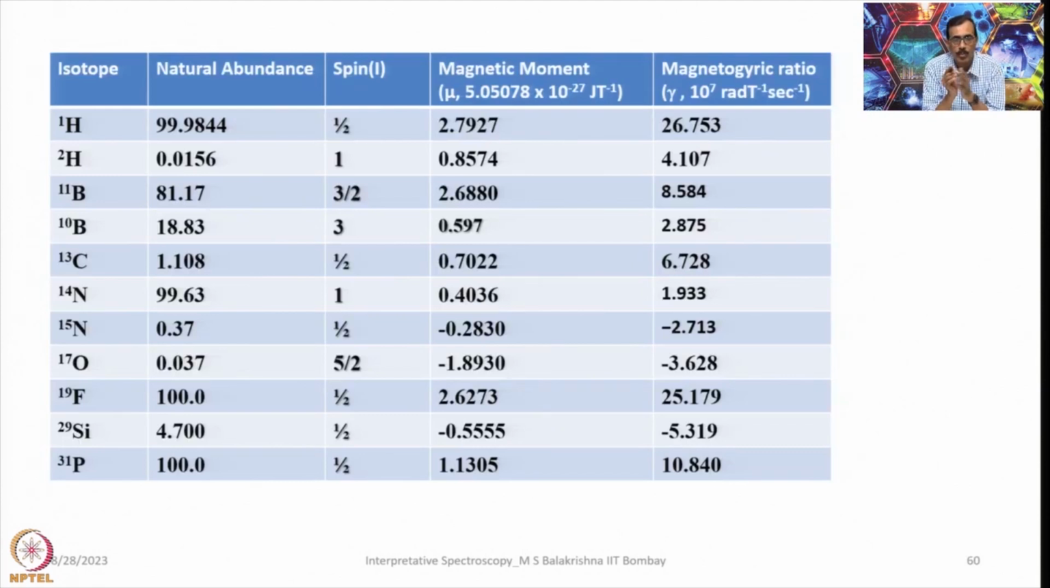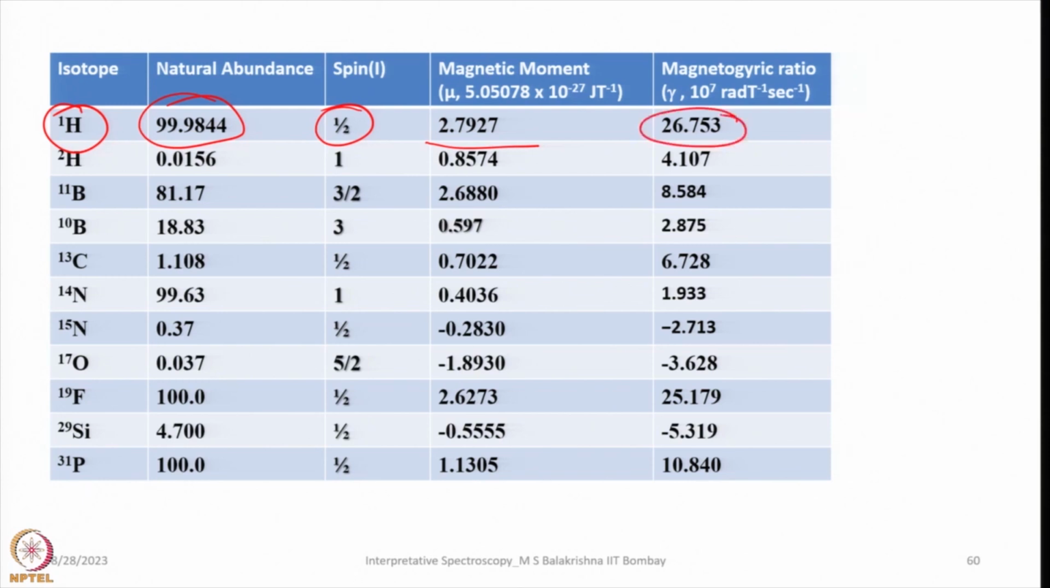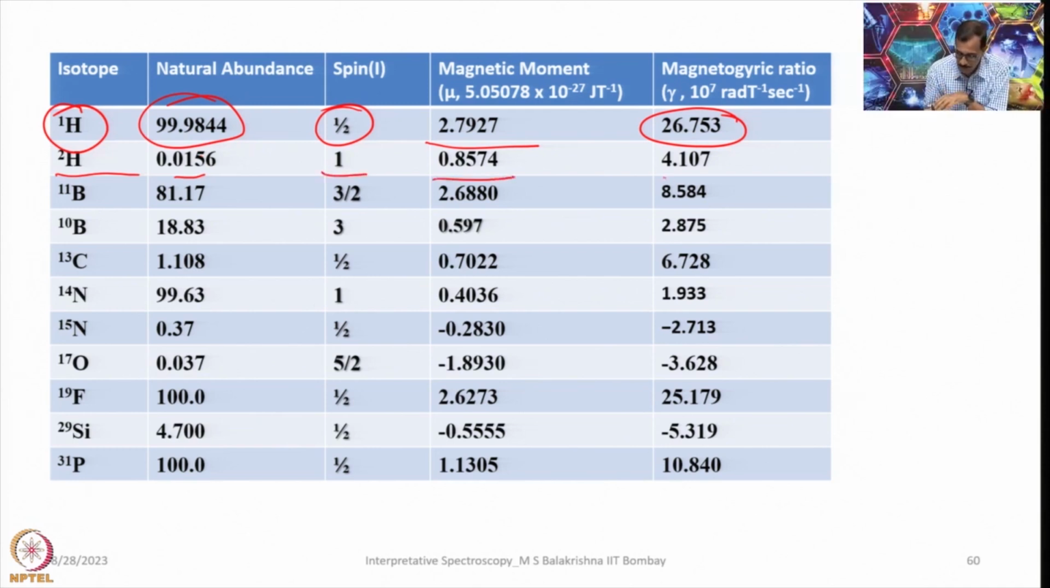And also of course this one is a little bit more informative. Here I have given different isotopes, and also their natural abundance, the spin, the gyromagnetic ratio, and the corresponding magnetic moment. If you focus your attention on 1H, it is almost 100% abundant, 99.9844. The rest is 2H, deuterium. For 1H, I equals half, the magnetic moment is 2.7927, and the magnetogyric ratio is 26.753 times 10 raised to 7 radians per Tesla per second. 2H is present in a very small amount, and I is 1, and its magnetic moment and magnetogyric ratio are also given here. You can compare here, the magnetogyric ratio is almost 6 times less than that of proton.